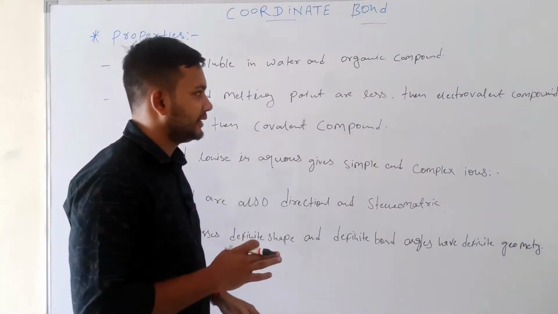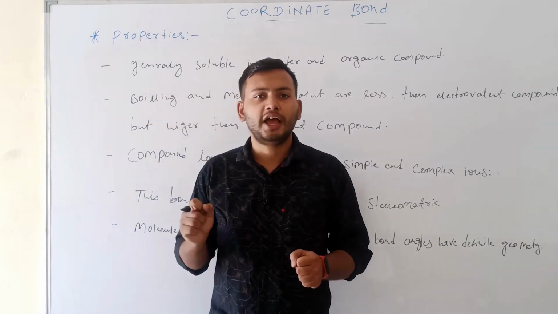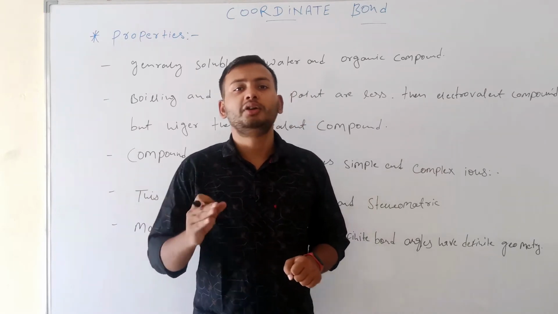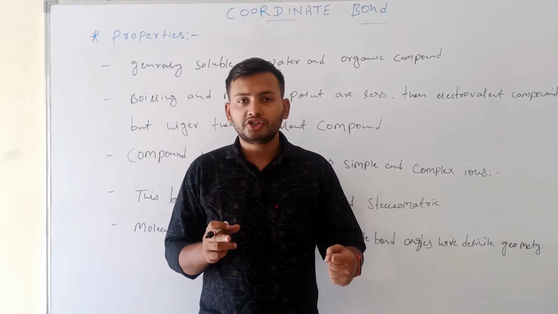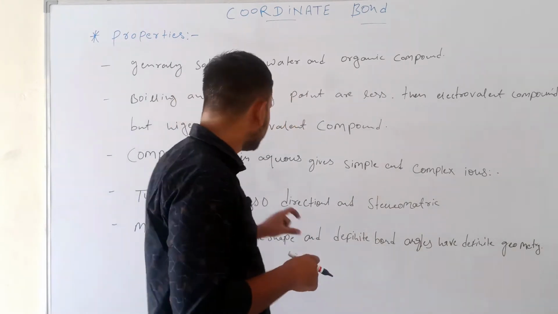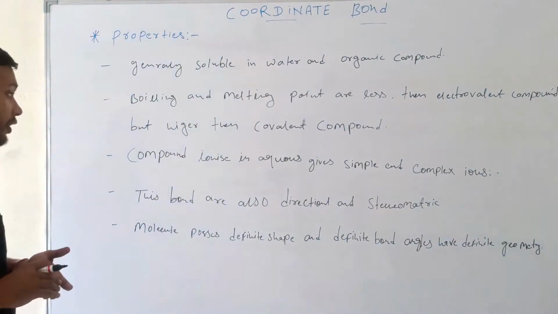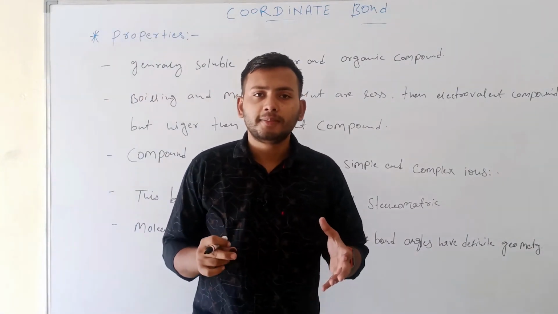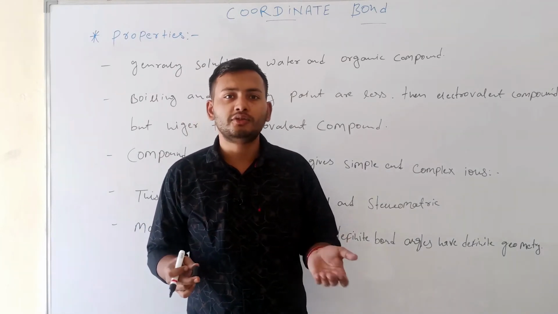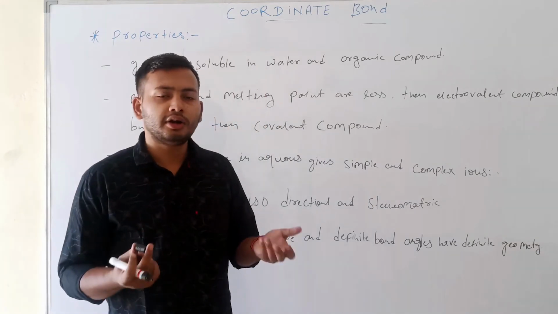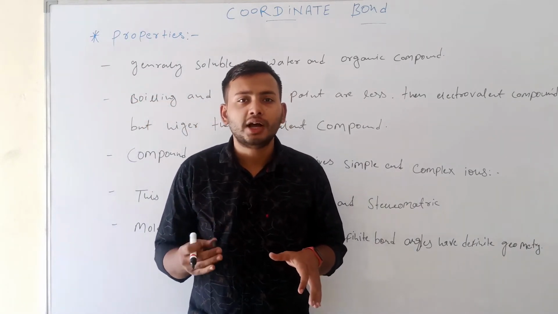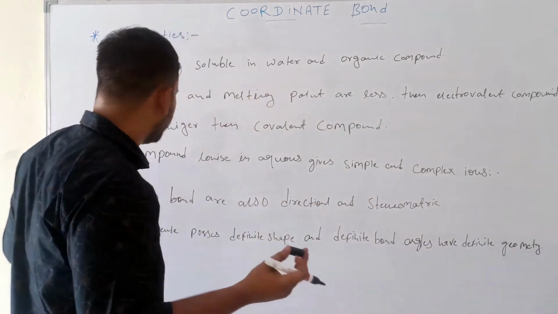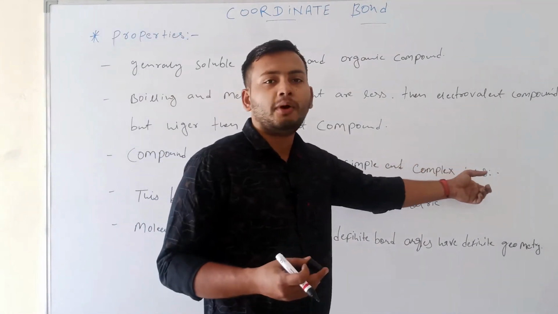Second, boiling and melting points are lower than those of electrovalent compounds. Compounds with electrovalent bonds have slightly higher melting and boiling points than coordinate compounds, though coordinate bonds are stronger than ordinary covalent bonds. Third, the compounds ionize in aqueous solution, giving simple and complex ions. An aqueous solution is one containing water. When coordinate compounds are mixed with it, they form ionic complex compounds, with both simple and complex ions.